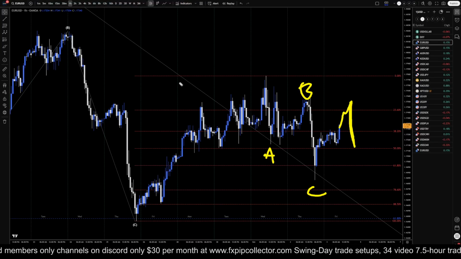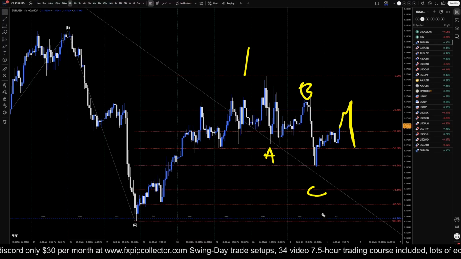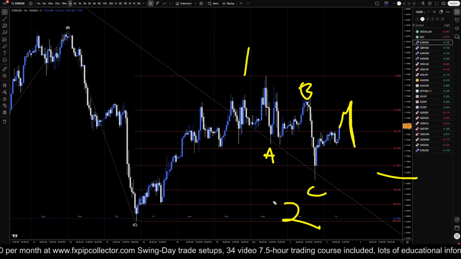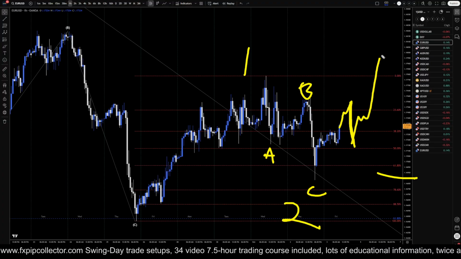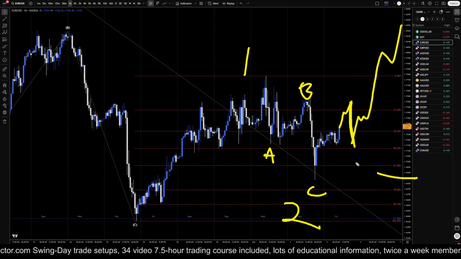But I think there's a good chance that this is a 5-wave trend up, maybe even a wave one. This could even be an ABC of 2, 61% fib bounce, and now we're potentially back into the uptrend. So I definitely would be looking for longs in an uptrend. Today is NFP news, so definitely be cautious of that. But as of right now, I definitely think I would have to be bullish on the euro dollar.